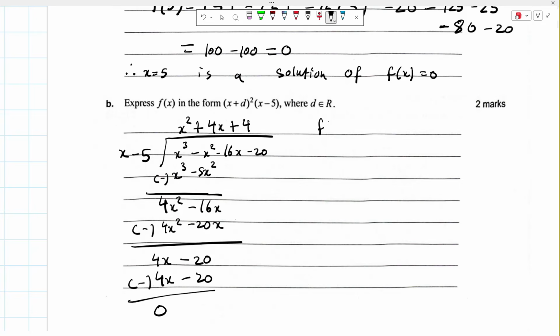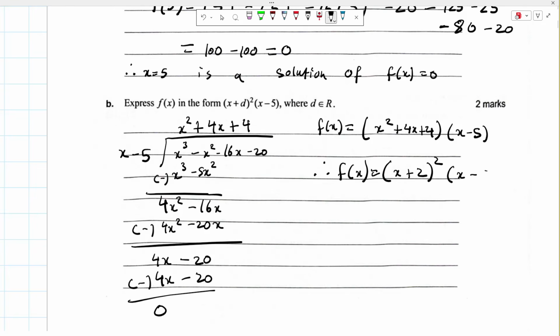Right? So f of x is actually going to be this multiplied by this plus the remainder. But there is no remainder. Right? So x squared plus 4x plus 4 times x minus 5. X squared plus 4x plus 4 should look very, very familiar because that's actually (x plus 2) squared, right? And so that's going to be our final answer. We've just expressed it in the form that they want. All right?